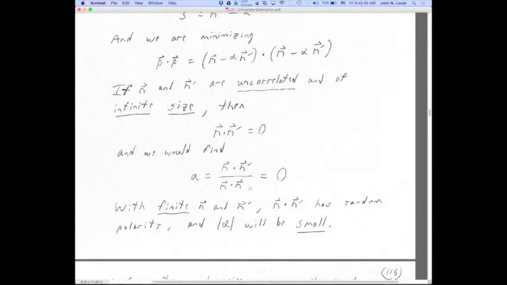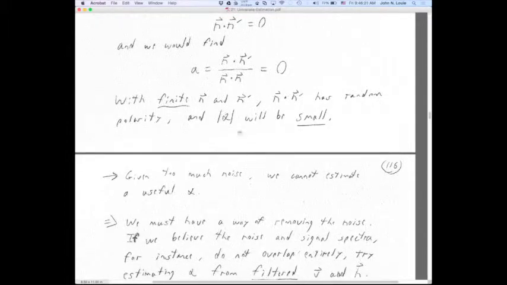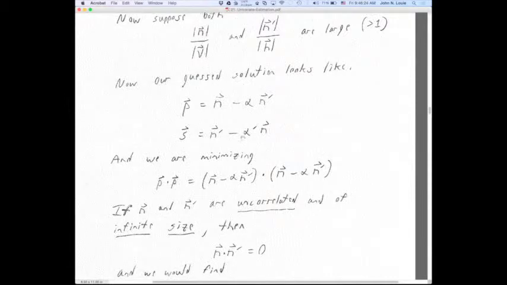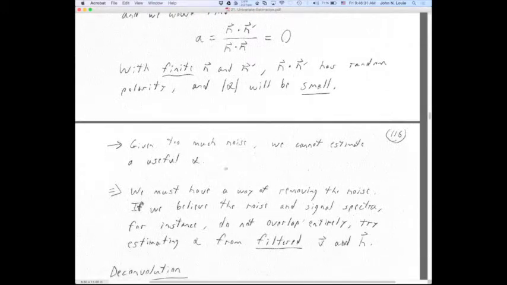All right. Now, with a finite number of samples, and I don't care if you have a billion samples, it's still finite. And as we saw in 706, if N and N prime are finite, then N dot N prime has random polarity. Okay? Whatever alpha we get, it's going to be small in absolute value. So if we have too much noise, this is what happens, right? If we've got large noise, signal-to-noise ratio below 1, then we can't estimate a useful alpha using this procedure.